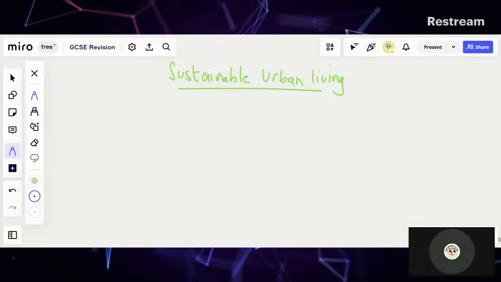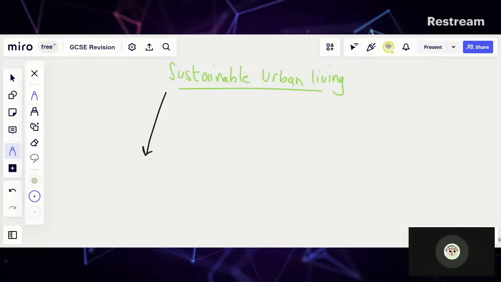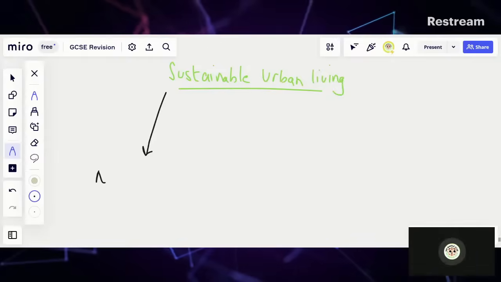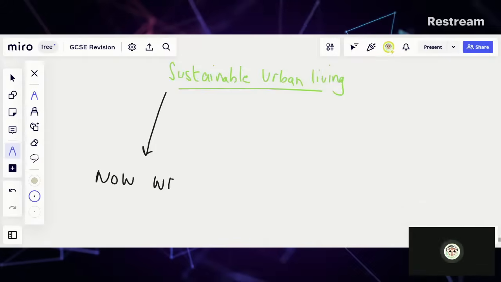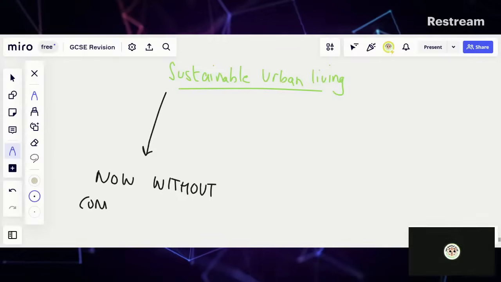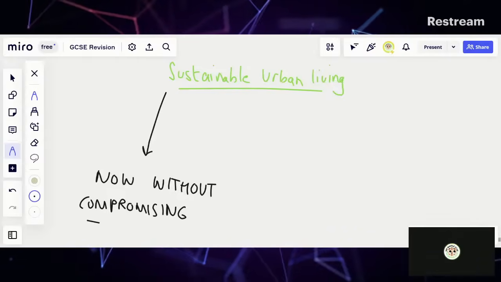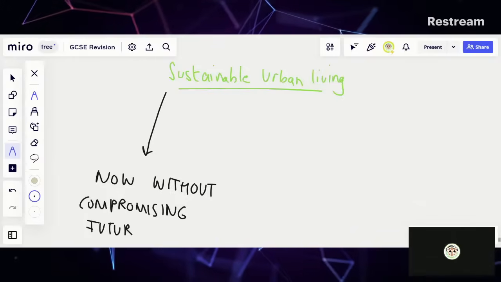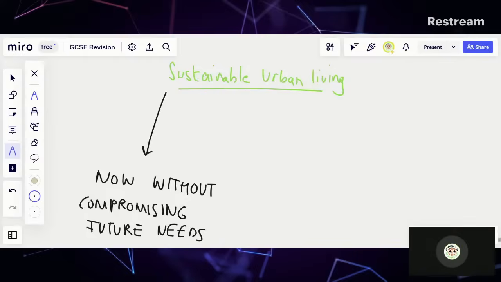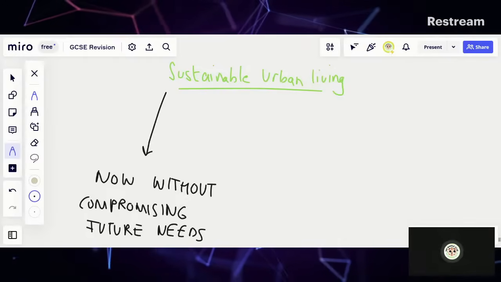Now, urban areas need to become more sustainable. But what does sustainable mean? Sustainable means living in a way that lets people meet their needs now without compromising the needs of the future. So, basically, the current population not being overly greedy and taking out the future's share.